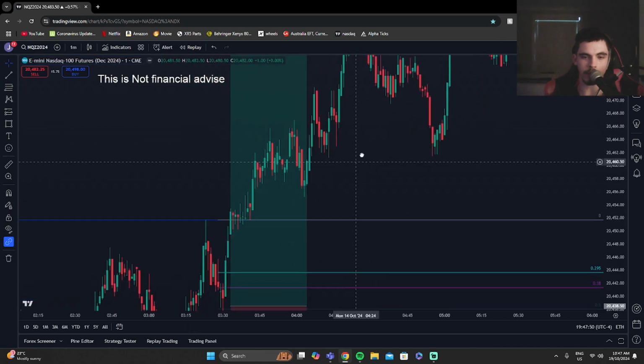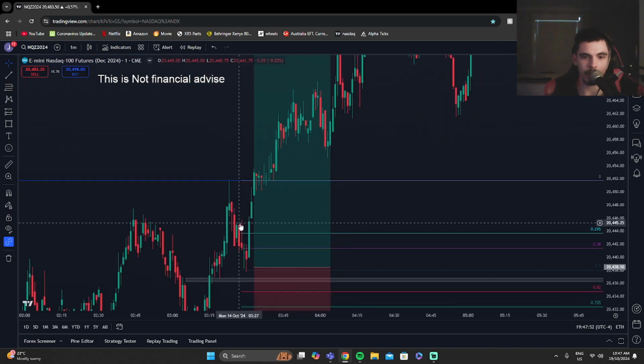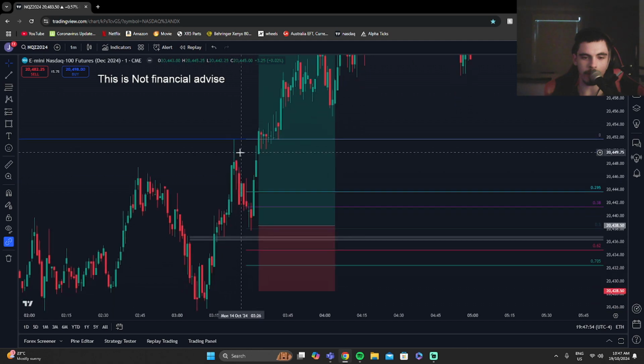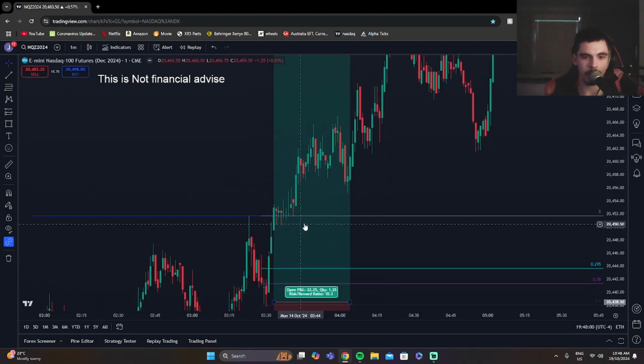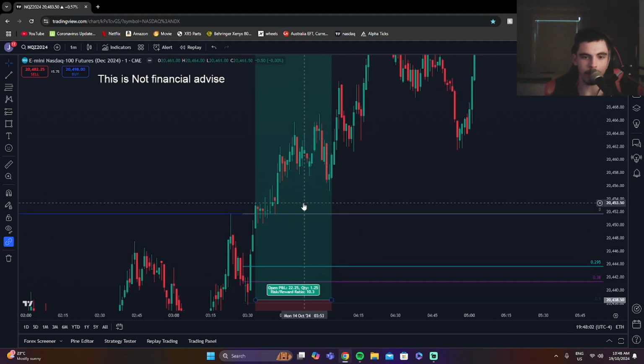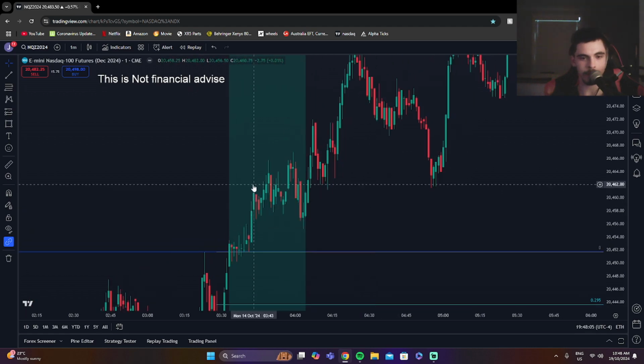So I kept trailing my stop. We took the intermediate high here. Where's the intermediate low here? I would have trailed my stop to this low. Cool. And then we keep following. This high, there's no intermediate lows.